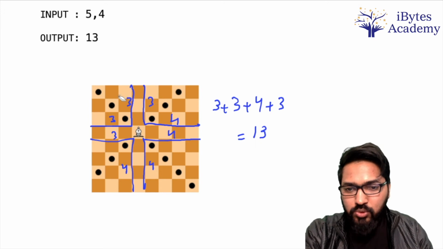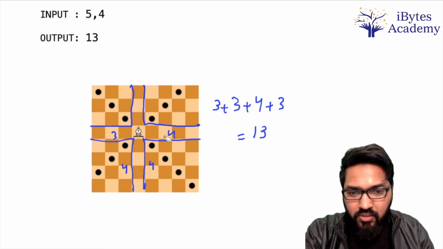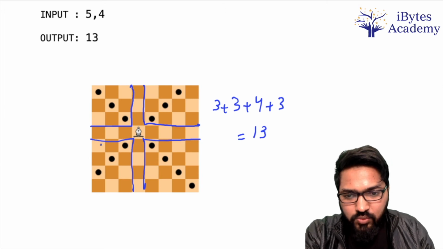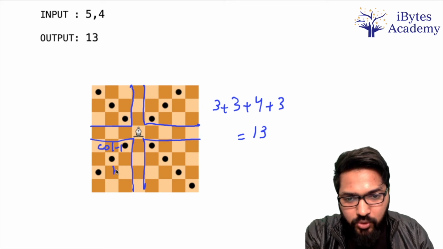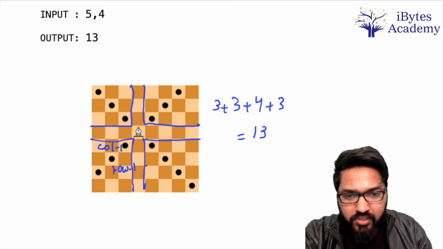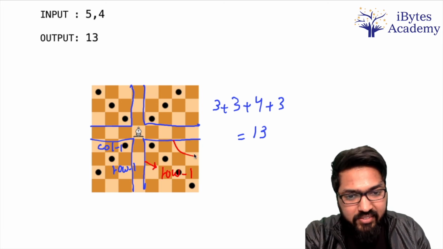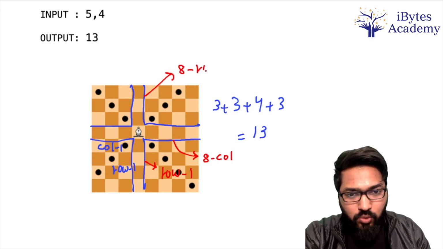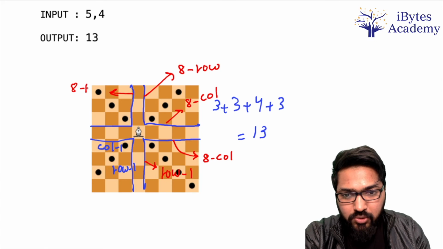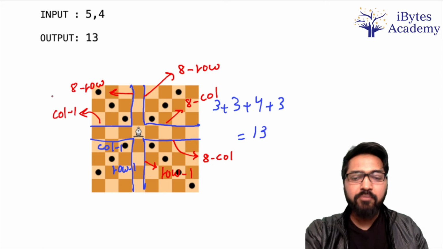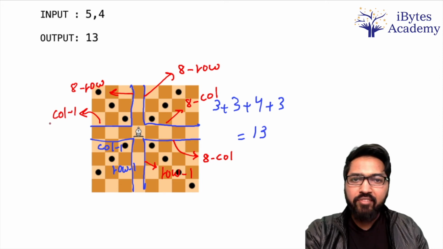So basically what we are supposed to do is, this value is going to be column minus 1 and this value is going to be row minus 1, right? Similarly this dimension is going to be row minus 1 and this dimension is going to be 8 minus column. This dimension is going to be 8 minus row, this will be 8 minus column. This dimension will be 8 minus row and this dimension is going to be column minus 1. So we have to find the minimum in each of the cases and just total it up.